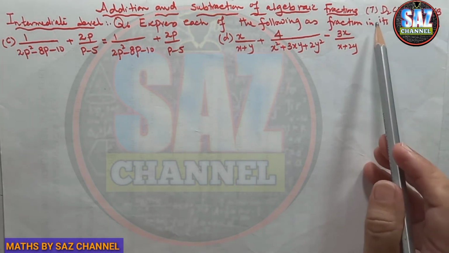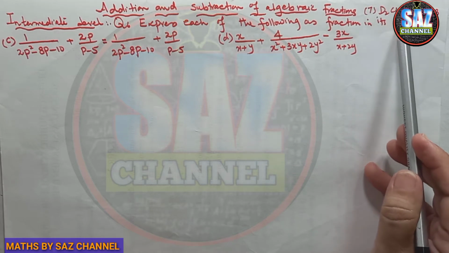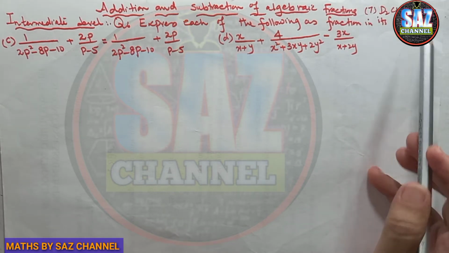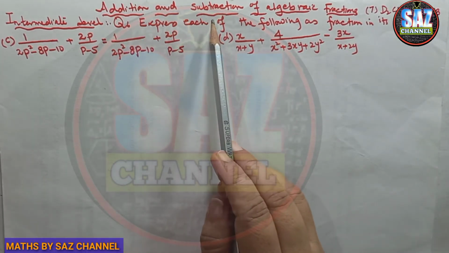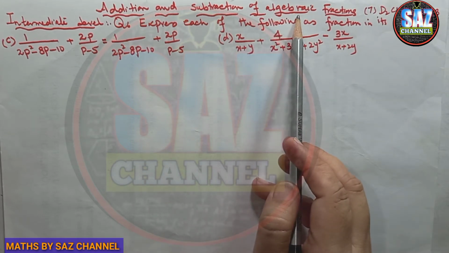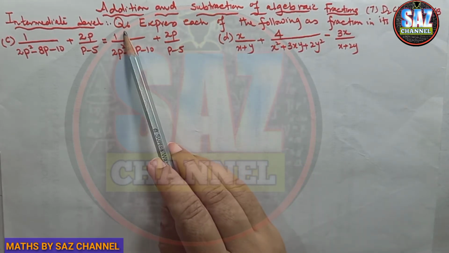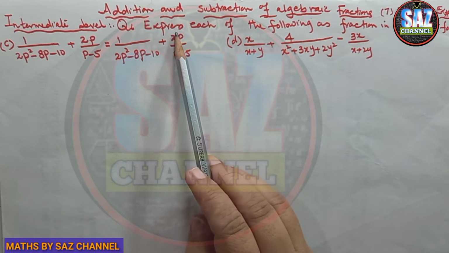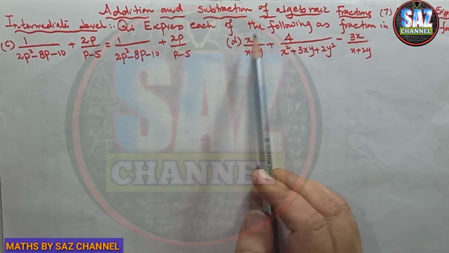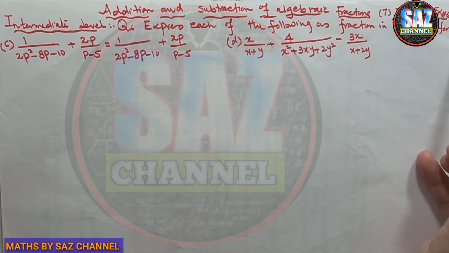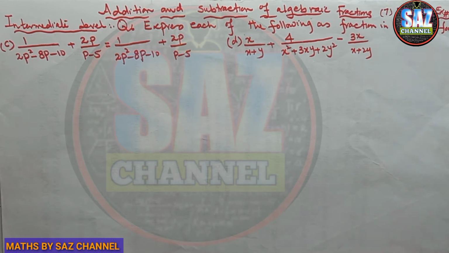This is my 7th lesson of D2, chapter number 6, exercise 6b, that is about addition and subtraction of algebraic fractions. In this lesson, I will solve an intermediate level question that says: express each of the following as a fraction in its lowest form.